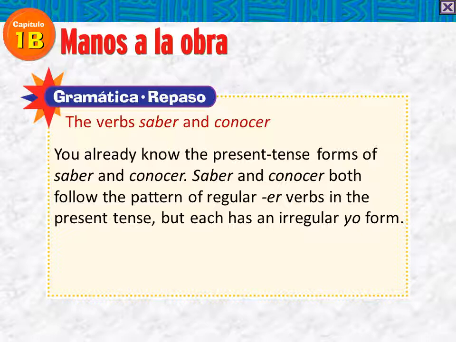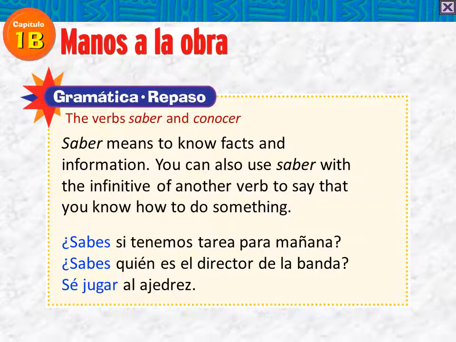They both follow the pattern of the regular ER verbs in the present tense, but they each have their irregular yo form. Saber is sé, conocer is conozco, and there's an accent on the E in sé. You'll see that in a moment.